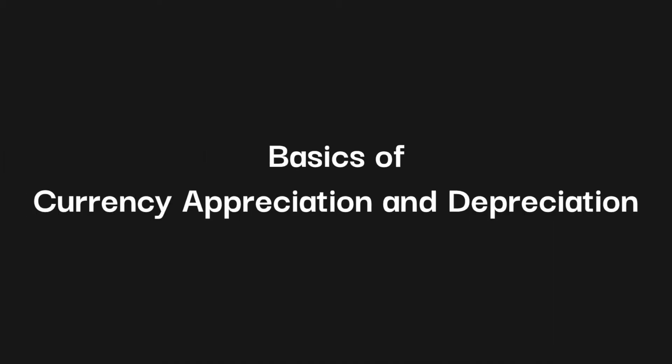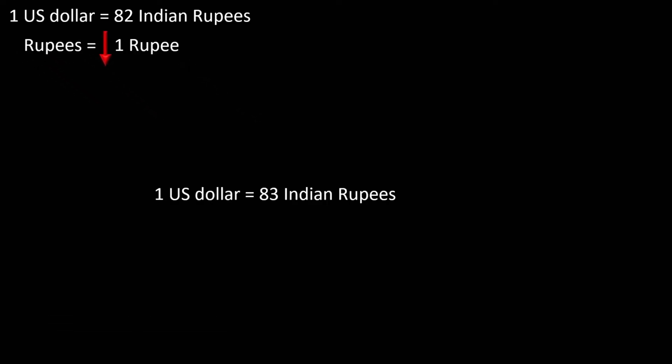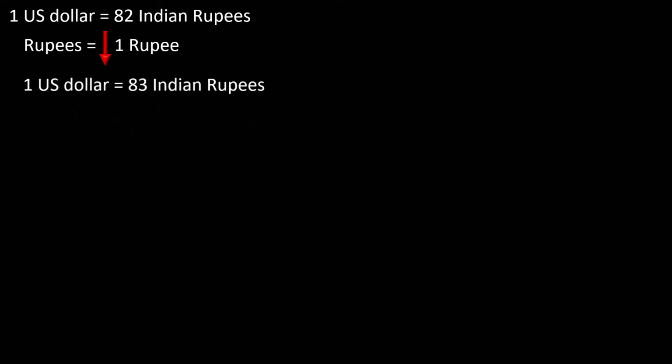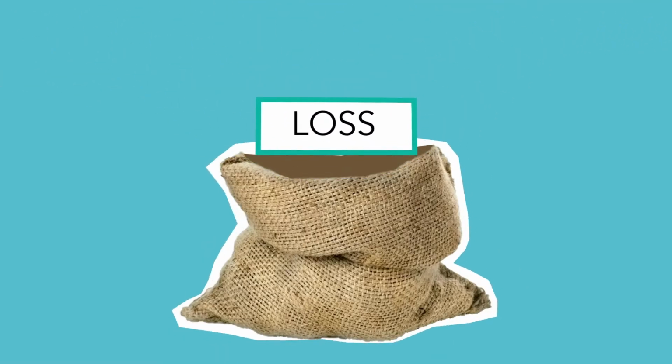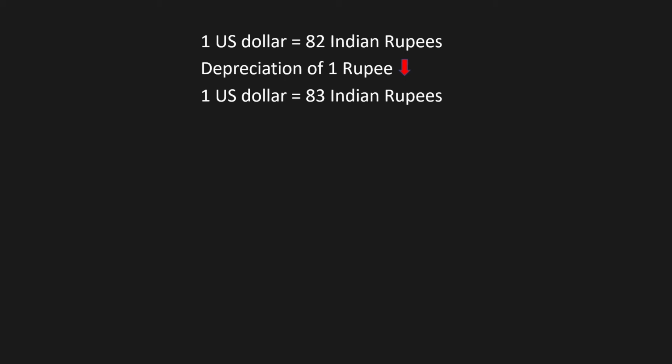To start with, let us quickly understand the basics of currency appreciation and depreciation. Assume 1 US dollar equals 82 Indian rupees. Now if the rupee depreciates by 1 rupee, then $1 would be equal to 83 Indian rupees. Notice that we have added 1 rupee. So, if the rupee is depreciating, the number goes higher. This is a loss for India. India must now pay 83 rupees instead of 82 for $1.